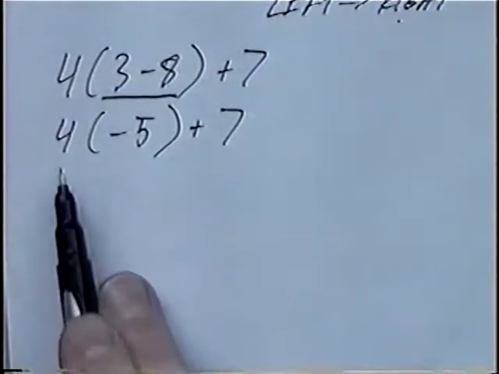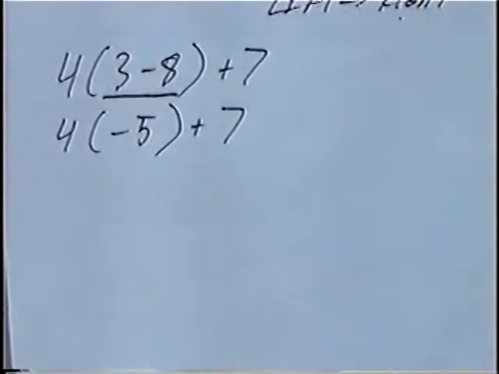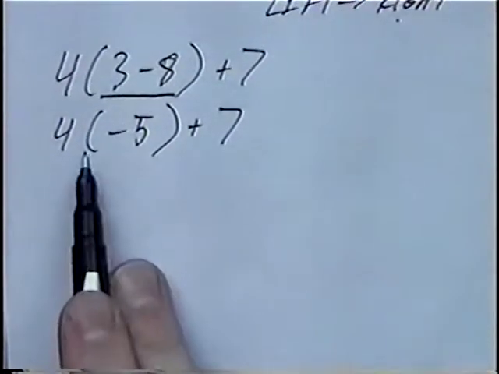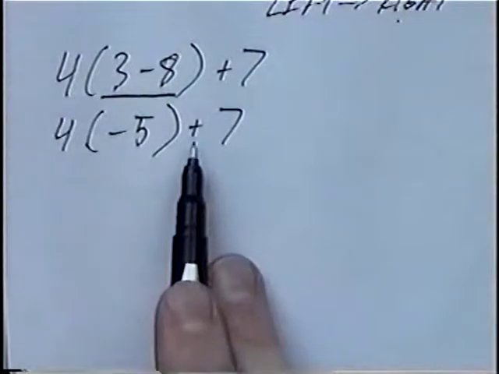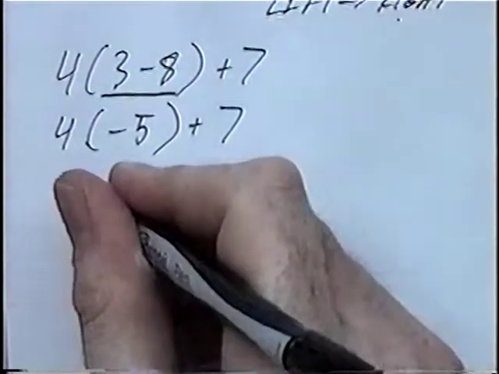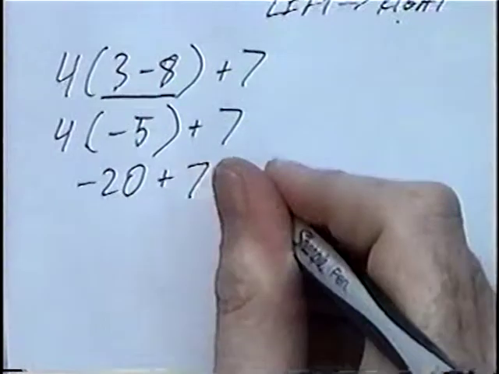Continuing the problem, we have 4 times the parentheses, and we also have plus 7 outside the parentheses. Following PEMDAS, there's no exponents in this problem. And next is multiplication and division. So we'll do multiplication first, and addition will be our last step. 4 times negative 5 would be negative 20, and plus 7 would stay the same.